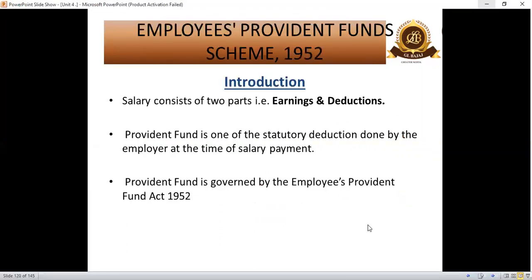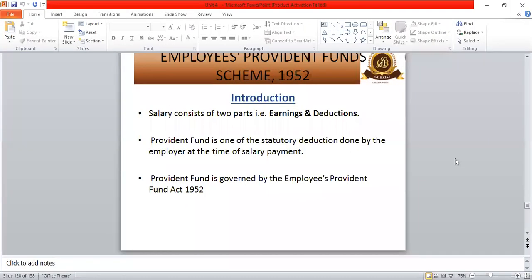So we all know that salary consists of two parts, earnings and deductions. That means whenever we talk about your CTC and the segregation of the salary, you have some earnings and you have some deductions. So EPFO, Employee Provident Fund, is one of the components that comes under the deduction part. Provident Fund is one of the statutory deductions done by the employer at the time of salary payment.